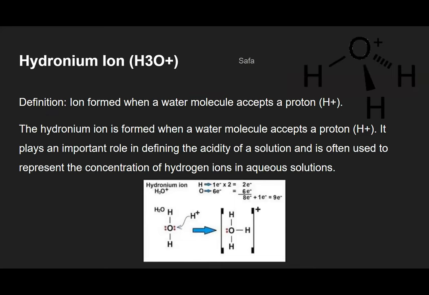Hydronium ion, which is H3O+. Definition: the ion formed when a water molecule accepts a proton, H+. The hydronium ion is formed when a water molecule accepts a proton, H+. It plays an important role in defining the acidity of a solution and is often used to represent the concentration of hydrogen ions in aqueous solutions.